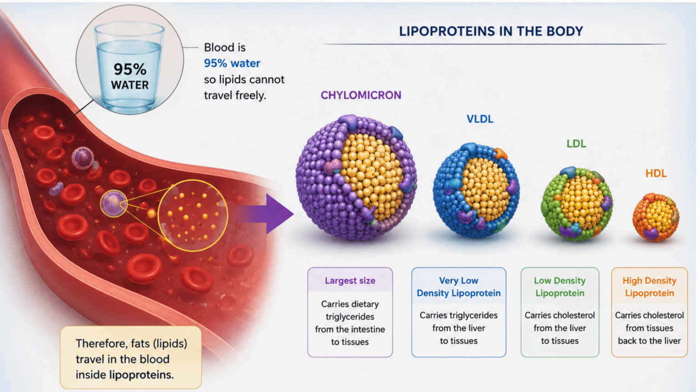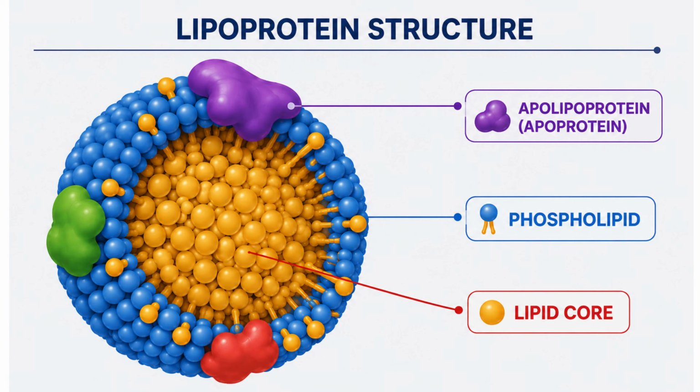The major lipoproteins found in the human body are shown here. If we take a closer look at the structure of a lipoprotein, we can see that its core contains fats and cholesterol. These lipids are surrounded by a layer of hydrophilic phospholipids, which allow the particle to travel through the water-based bloodstream. On the surface of these phospholipids are proteins called apolipoproteins.